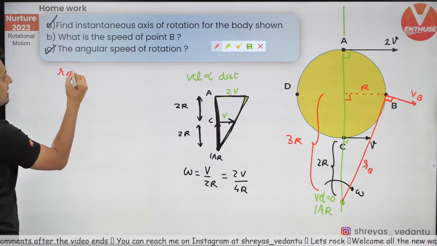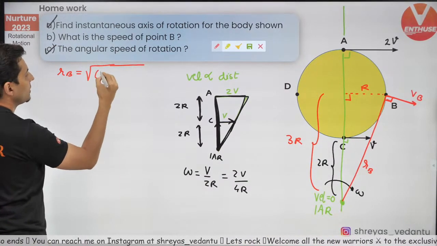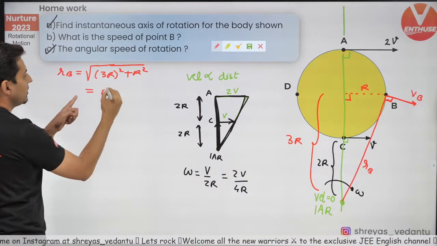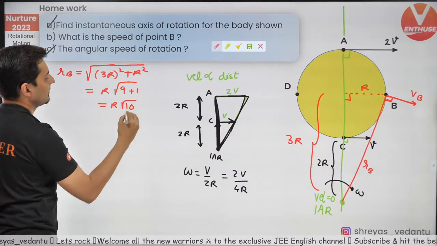So RB will be root of 3R square plus R square. So R will come outside. 3 square is 9 plus 1. So it will be R root 10.